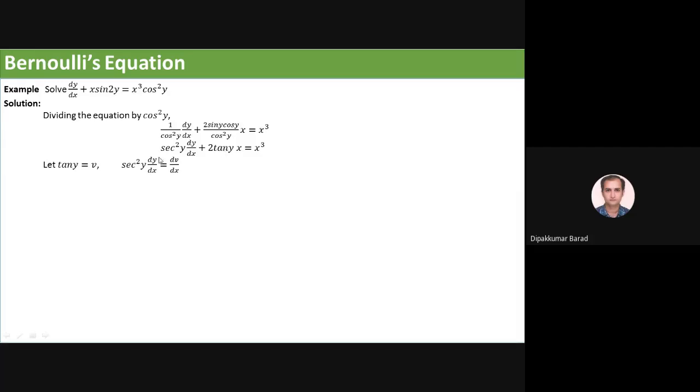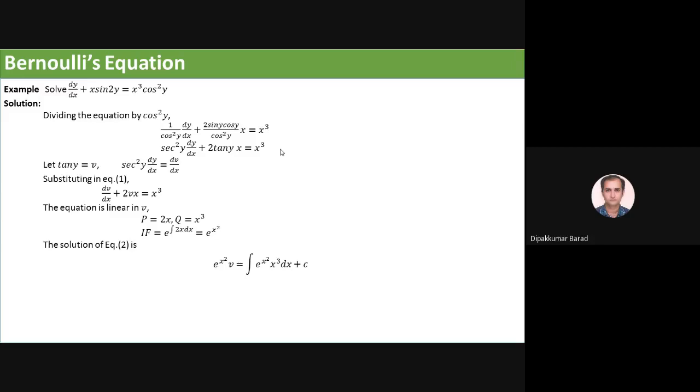So this is the type 2 Bernoulli equation, and here I have to consider f(y) = v, so tan y = v. So I get sec^2 y dy/dx = dv/dx. Now we can put this value in the above equation. I forgot to write here equation 1. This is our equation 1, and I get dv/dx + 2vx = x^3, which is linear in v. Here we have p = 2x and q = x^3. Now the integrating factor I get is e^(x^2).